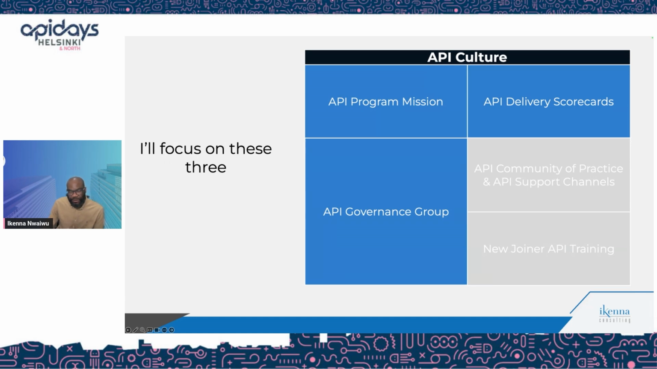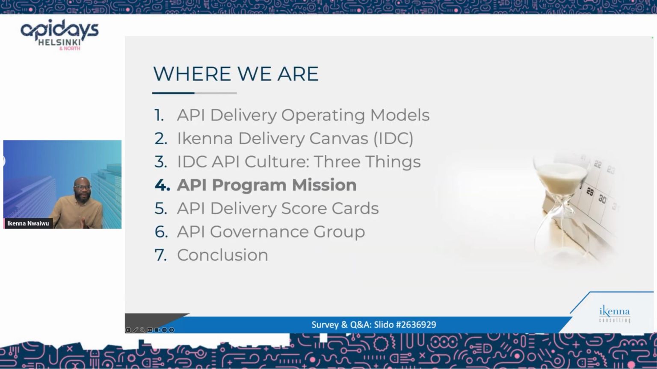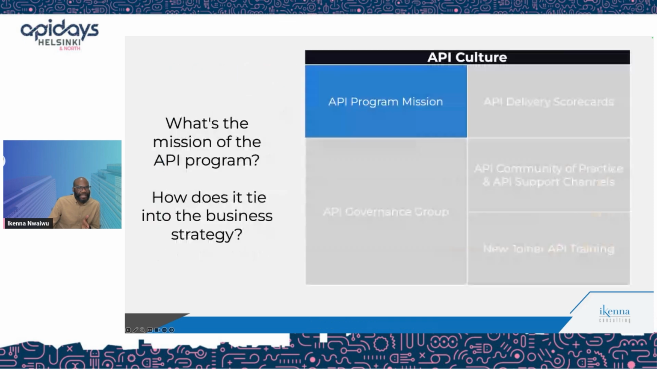Now, I've gone through all the sub boxes in the API culture box, but I'll just focus on three for the rest of this talk, which are the program mission, the API delivery scorecards, and the API governance group. And so let's talk about that API program mission, which, like I said, is one of the top boxes in the API culture box.